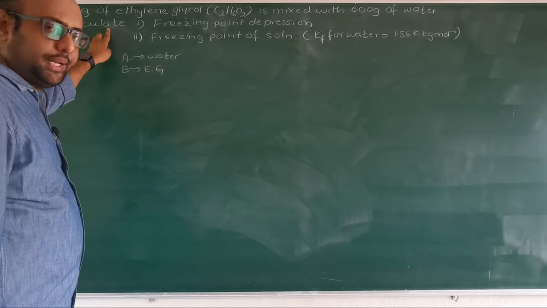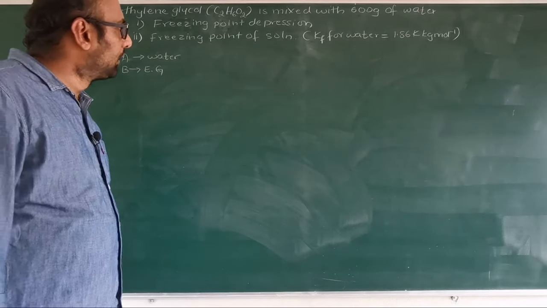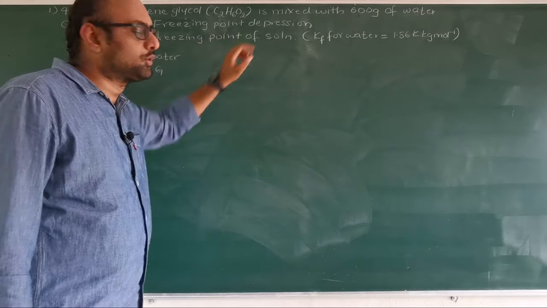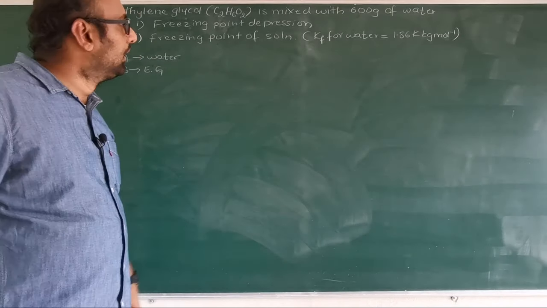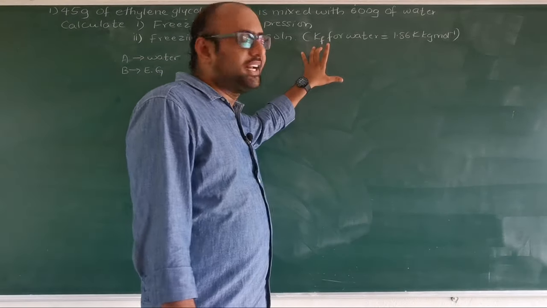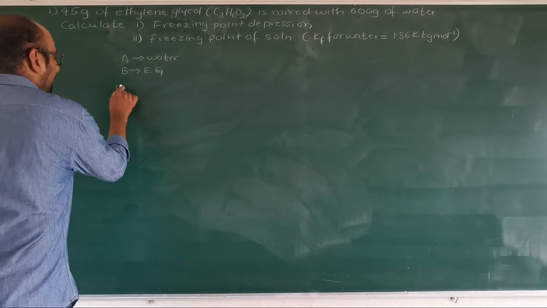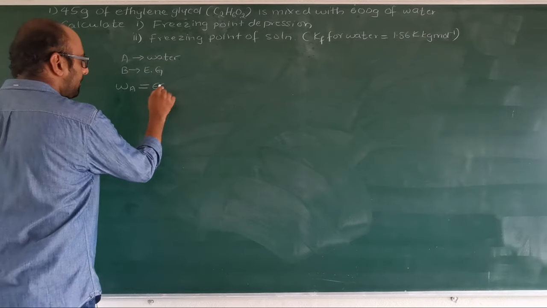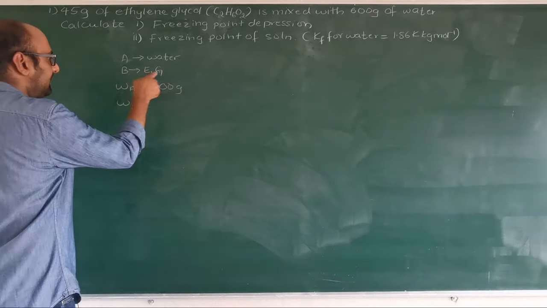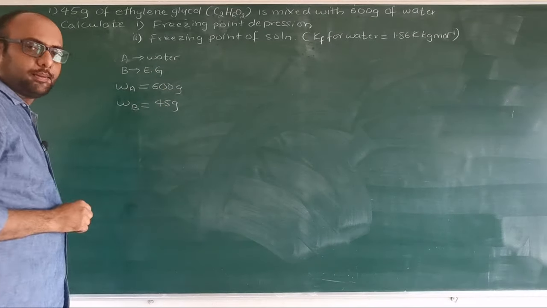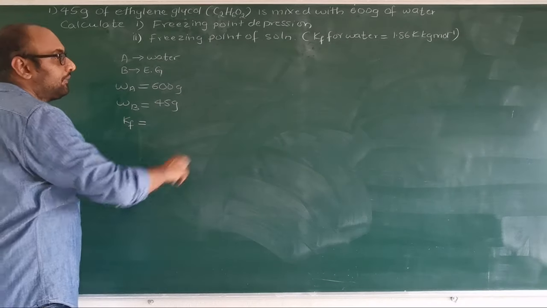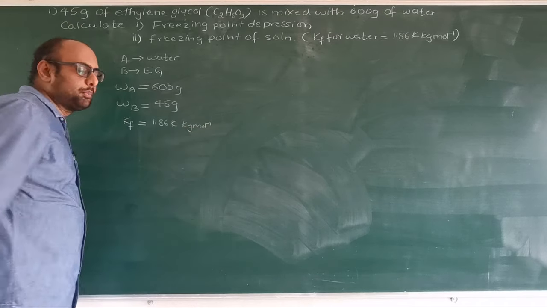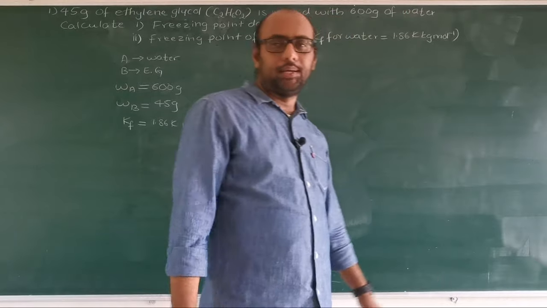Now, what you have to do? You have to calculate freezing point depression, that is the depression in freezing point, delta TF. Also, you have to calculate the freezing point of the solution, TF. What is given? KF for water is given, the value of the constant is 1.86. So the mass of solvent A, mass of water, is 600 grams. Mass of solute B, ethylene glycol, is 45 grams. Next, KF is 1.86 Kelvin kg per mole. The solvent present here is water.